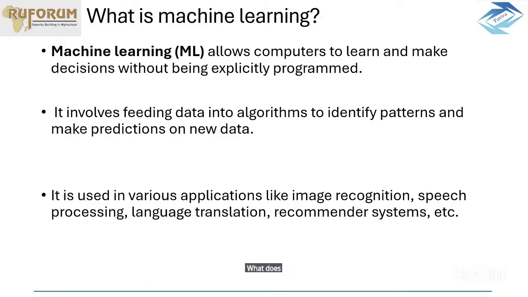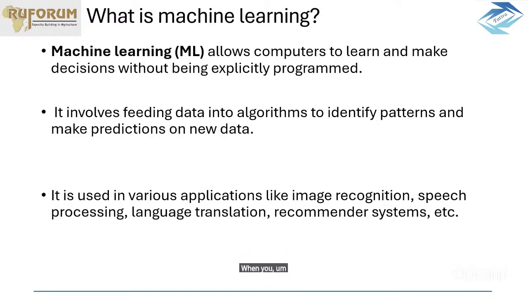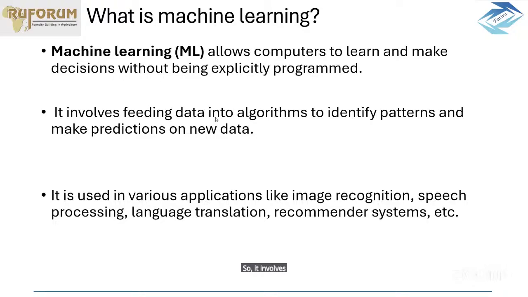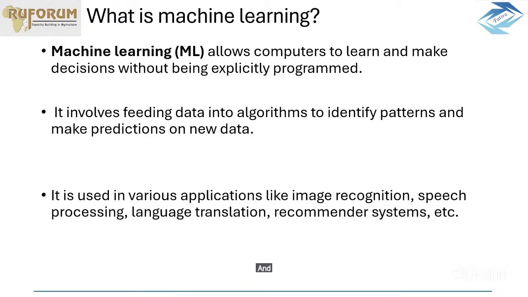What does that mean? It means that when you specify an algorithm that the model or the computer uses to do predictions, it will continue to use it. When you add data, it will continue to learn from that data, and it will continue to make the model better and make better predictions over time. So it involves feeding data into different algorithms that help us to identify patterns and make predictions on new data.